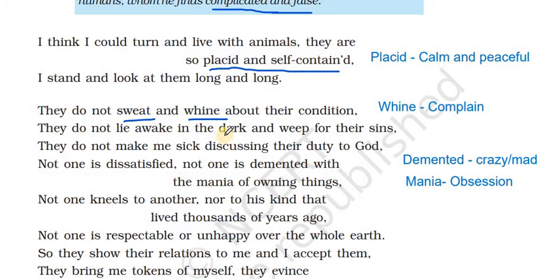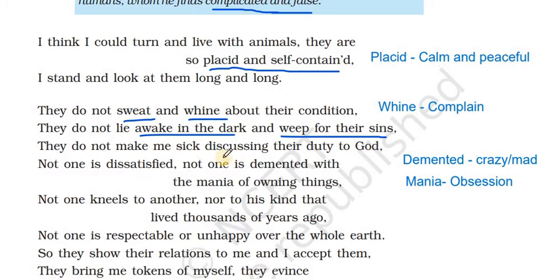They do not lie awake in the dark and weep for their sins. He says the animals do not lie awake in the dark and they do not weep for their sins. Sins means the wrongdoings. The animals sleep early, which means that humans are not happy. That's why they are not even able to sleep peacefully. They are awake even during the night time when it's dark and weep for their sins. They keep brooding about the things that they have done in the past. So they're always complaining. He says animals are not like that, but humans are like that. They're not happy with their present lives, unlike animals who are always calm and peaceful and contained.